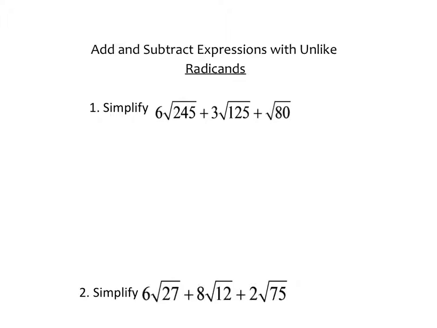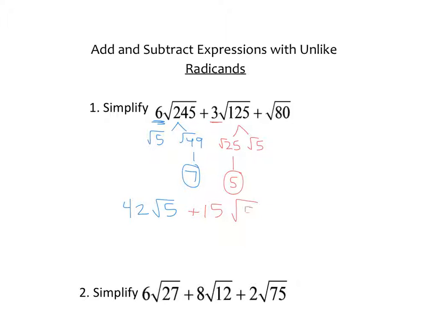So let's look at 6 square roots of 45. I'm going to break down 45 into the square root of 5 and the square root of 9, and take out the square root of 9, which is 3. And I already have a 6 in front of the radical, so I'm going to multiply 3 times 6 to give me 18 square roots of 5. Now I'm going to break down 125, and that breaks down into 25 and 5, and the square root of 25 is 5. But I already have a 3 outside the radical, so 5 times 3 is 15 square roots of 5. So, ooh, I'm seeing some like radicands here already.